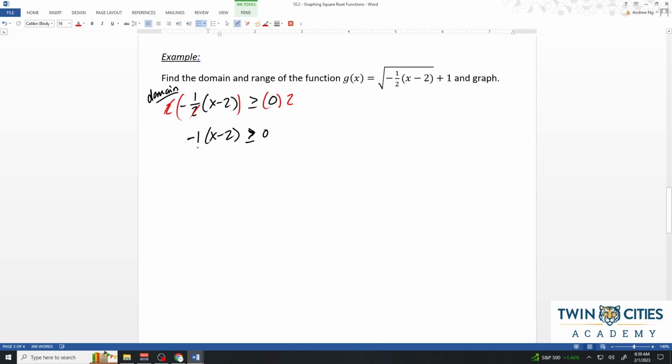Okay, I can divide by this negative 1/2 now, or negative 1, I mean. So on the left, I'll still have x minus 2. 0 divided by anything is still going to be 0. But I've got a rule here. Anytime that I multiply or divide both sides by a negative, in this case, I divided by this negative 1, I have to flip the sign. So this is no longer going to be greater than or equal to. Now this flips over to less than or equal to 0. And then I'm going to add 2.